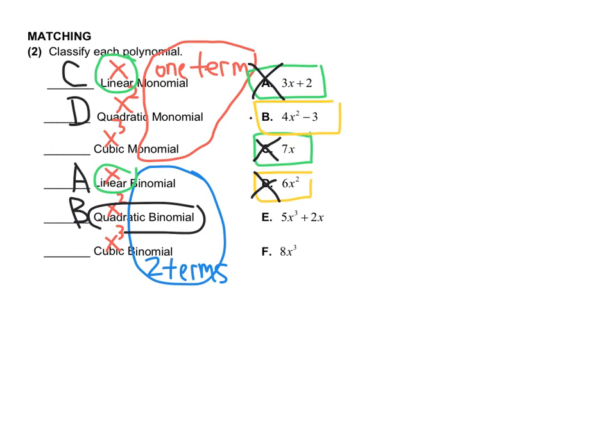Our last values are cubic. So obviously E and F both have an x cubed term. So those are cubics. F, there's just one term, so that's a monomial. And E, there are two terms, so that's a binomial.